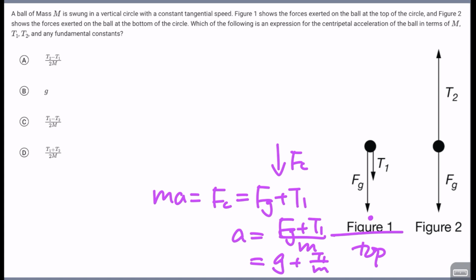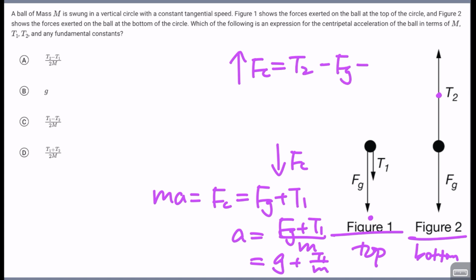Okay, now let's take a look at figure 2. For figure 2, this is at the bottom. Okay, and at the bottom, the center must be at the top. So centripetal force points up, and that would be equal to T2 minus Fg. And again, this is equal to ma. So acceleration is equal to (T2 minus Fg) over m, or T2 over m minus g.